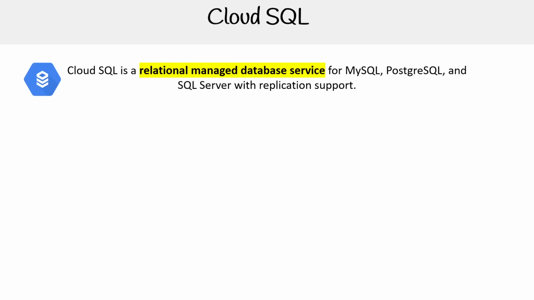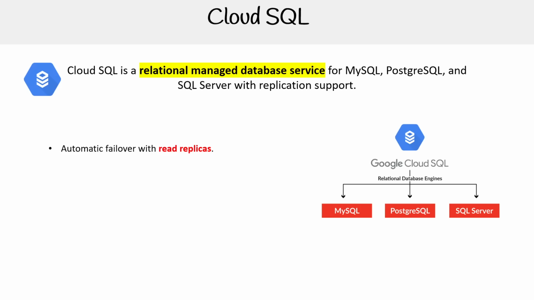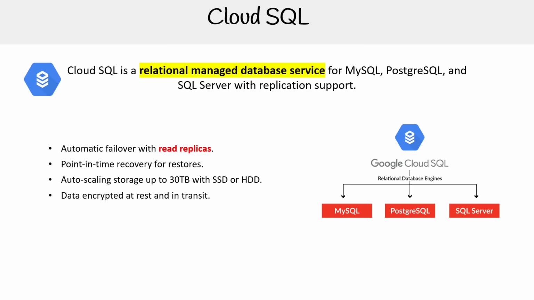Cloud SQL is a relational managed database service for MySQL, Postgres, and SQL Server with replication support. It has automatic failover with read replicas. It has point-in-time recovery for restores, automatic scaling storage for up to 30 terabytes with SSD or HDD. We have data encryption at rest and in transit. It has simple pricing for CPU, memory, storage, and traffic.